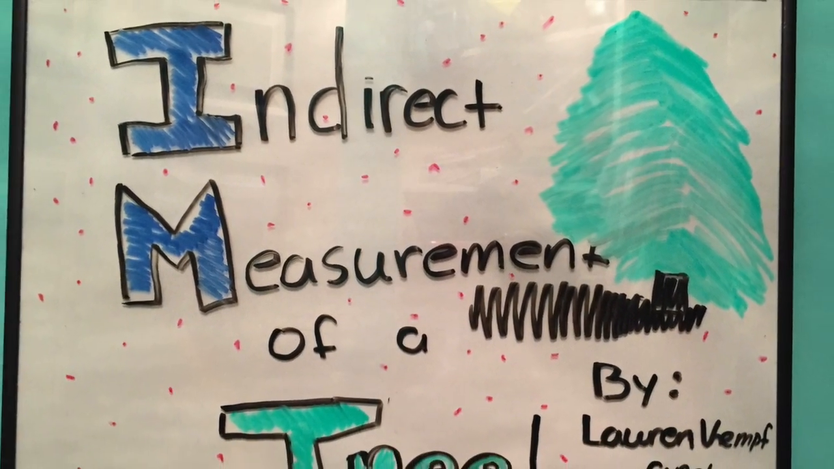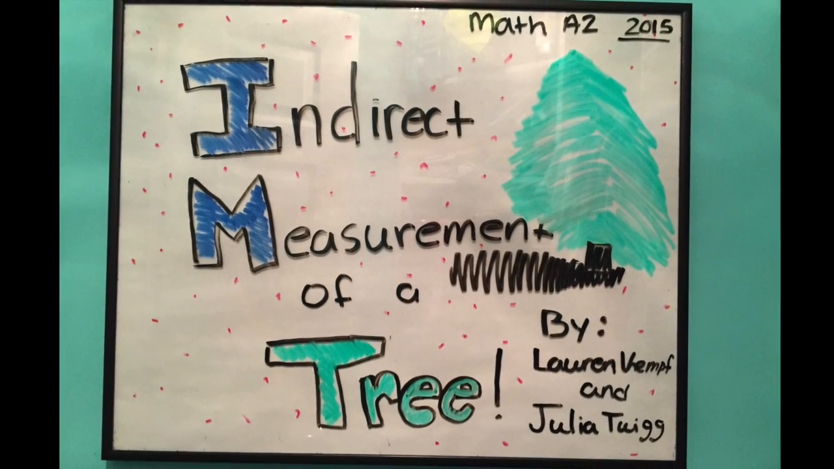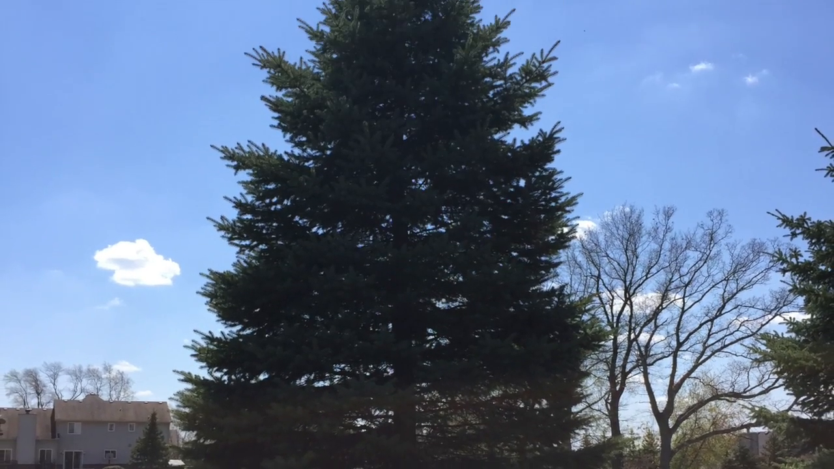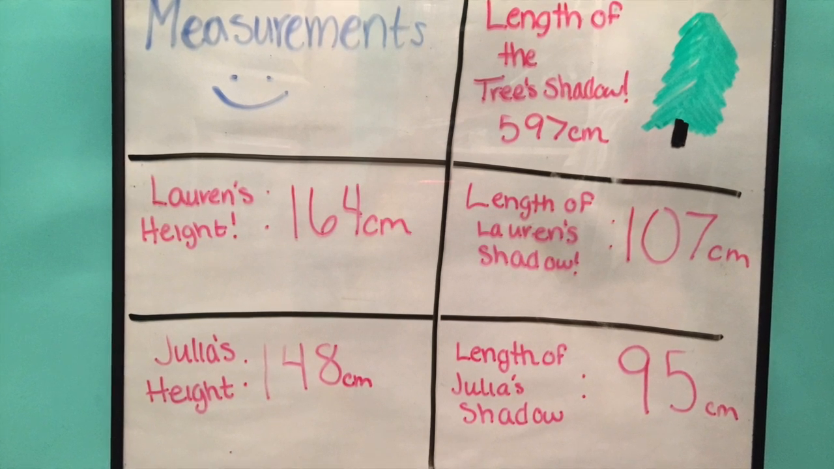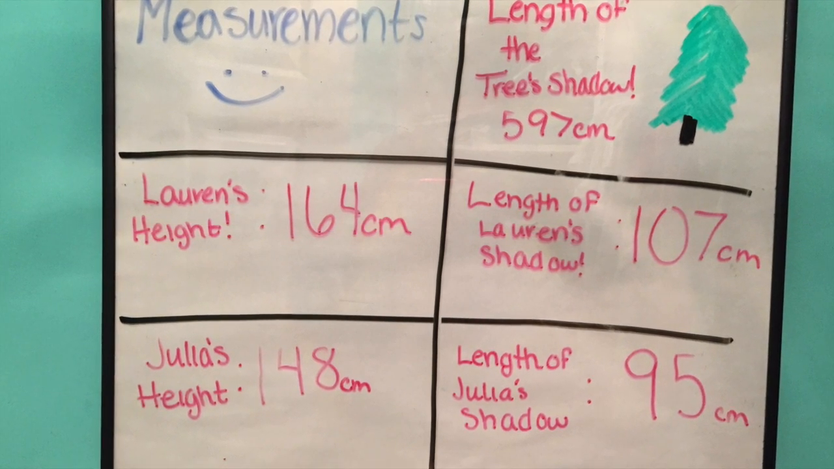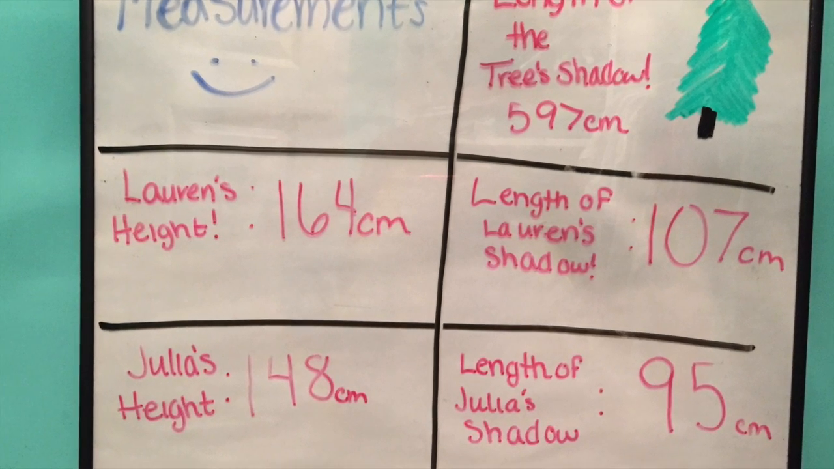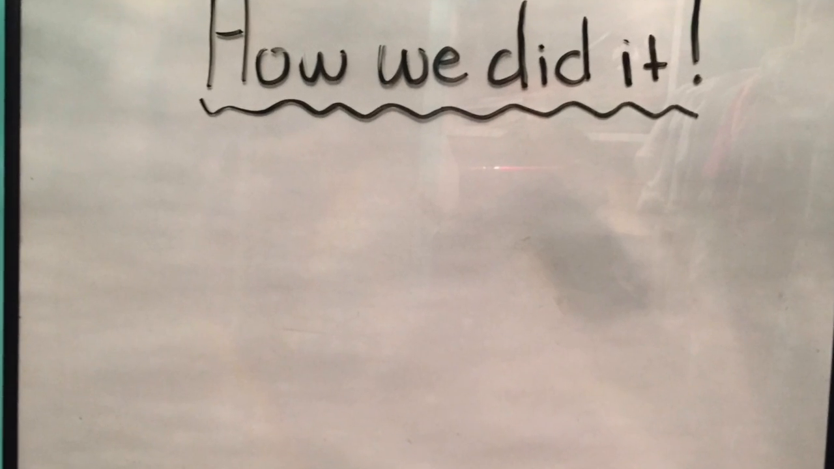And today we are going to show you how to measure a tree with shadows. It's a form of something called indirect measurement. This is a tree from my backyard. First, we took a few measurements, such as the length of the tree's shadow. Then my height and the length of my shadow. And finally, my height and the length of my shadow. Using these measurements, this is how we found the height of the tree indirectly. This is how we did it.